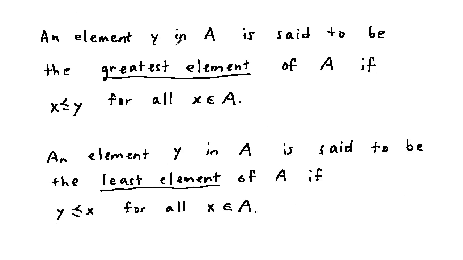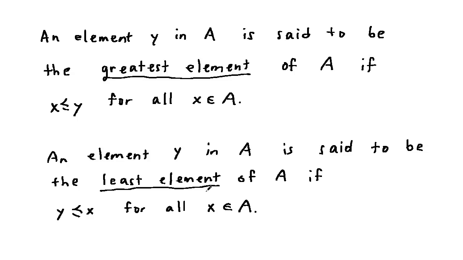An element y in A is said to be the greatest element of A if x is less than or equal to y for all x in A. Similarly, an element y in A is said to be the least element of A if y is less than or equal to x for all x in A.